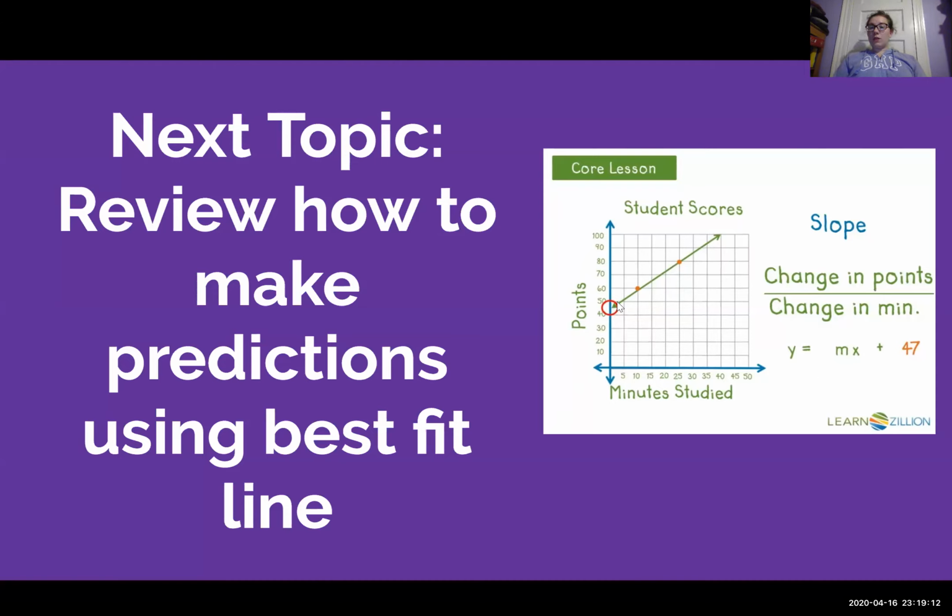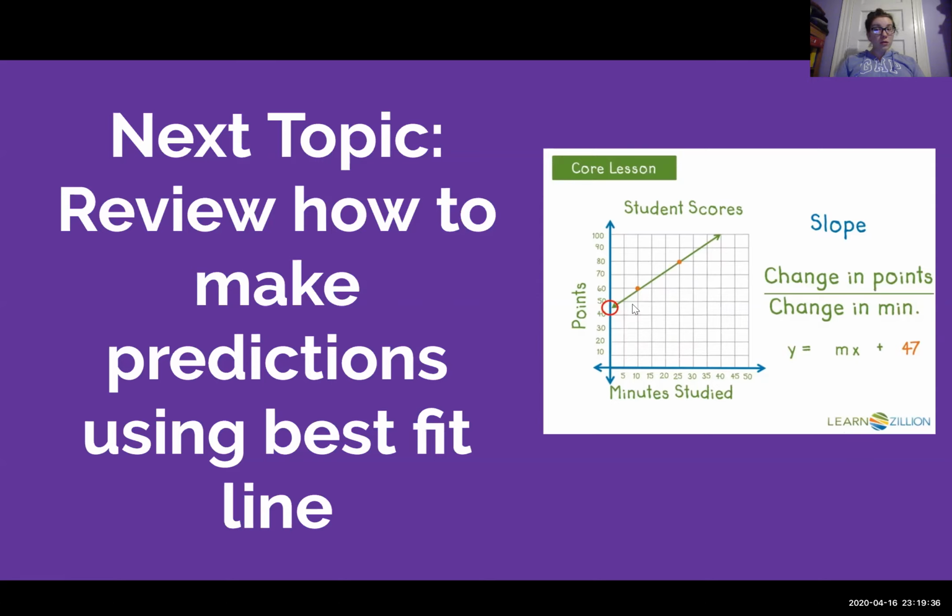So this line does not fully extend across the y-axis here. At LearnZillion, they've provided us with our y-intercept, which is 47. So when you're creating these equations, what do you want to start out by looking for on the graph?